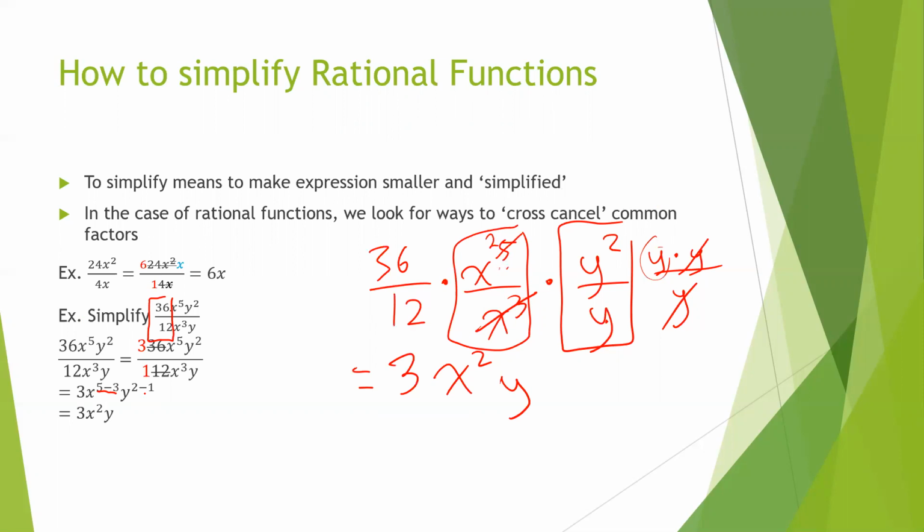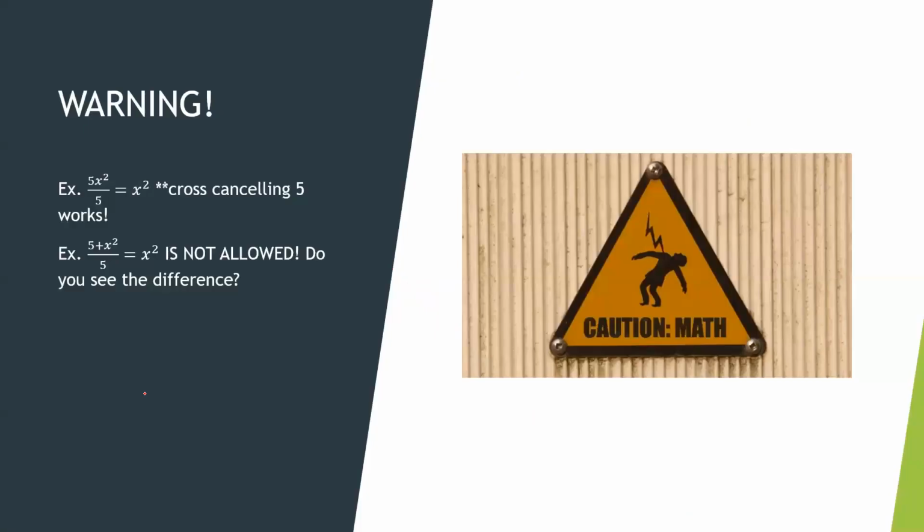And I think this part of the lesson was not too hard. I'm assuming it started to get tricky when we look at restrictions. So little warning here. I hope everyone kind of knows this, but I just always repeat this because it is a very, very common mistake. If you have something like 5x squared divided by 5, this will actually reduce to x squared.